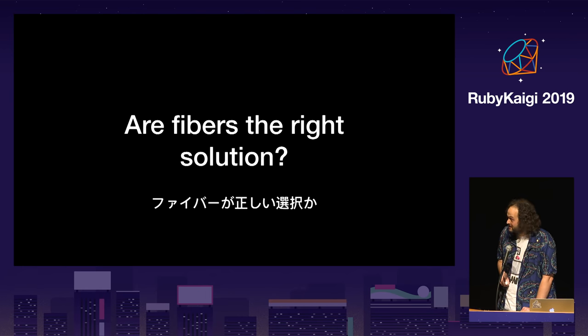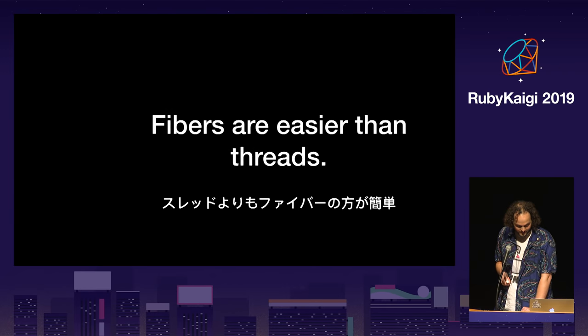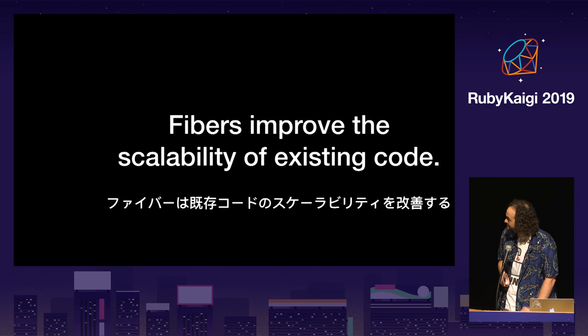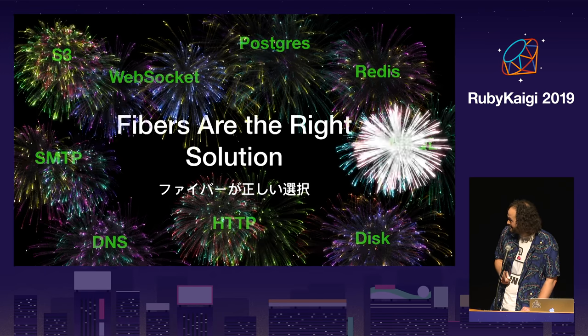Are fibers the right solution? Fibers scale better than threads alone. They allow us to improve concurrency without having contention from the global interpreter lock. Fibers are easier than threads. Fibers allow us to use a largely synchronous programming model, which avoids callback hell and avoids the need for new keywords and language constructs. Fibers improve the scalability of existing code. Thanks to the dynamic nature of Ruby, it is straightforward for us to replace existing blocking operations with a non-blocking event reactor. And fibers are the right solution.